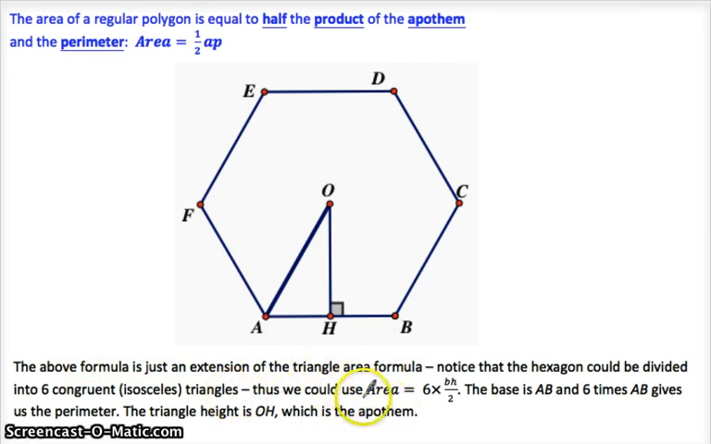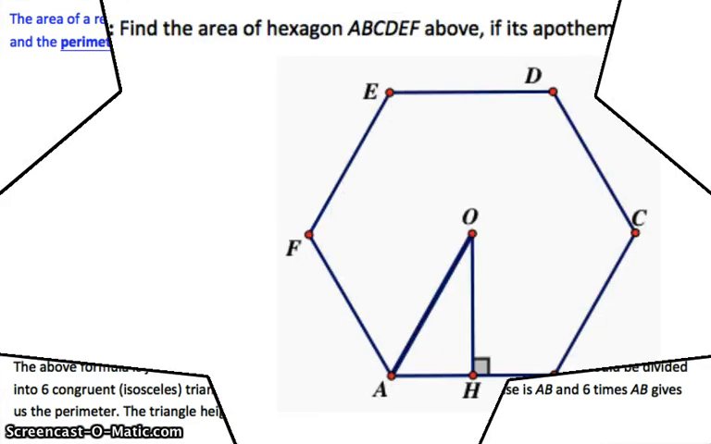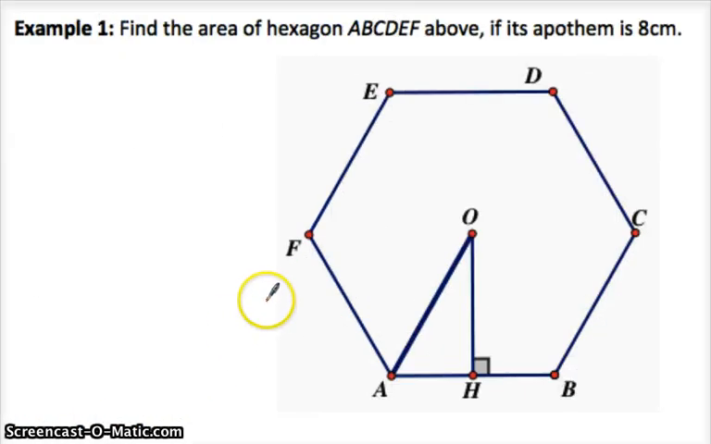So the area of this hexagon is actually 6 of these triangles that are the size of DOC, or the size of AOB. It's 6 of those, but the base is AB of that triangle. There are 6 of them. And if you think about all those bases added together, that would actually be the perimeter. So again, it simplifies to half AP. I could do a formalized proof of that in class if you'd like.